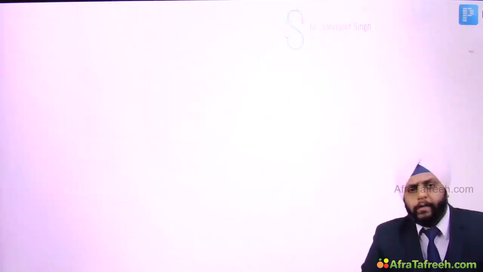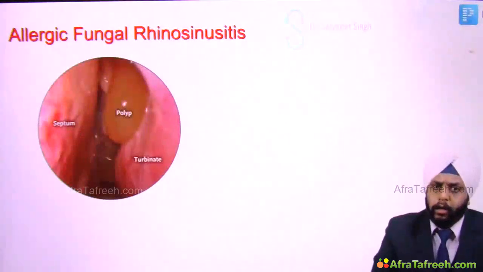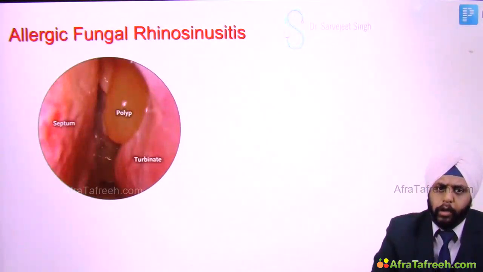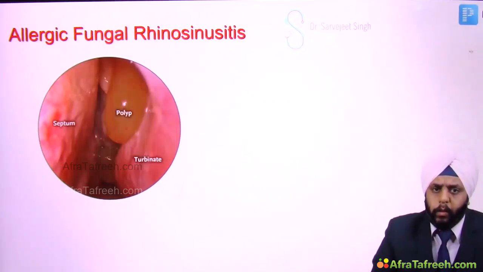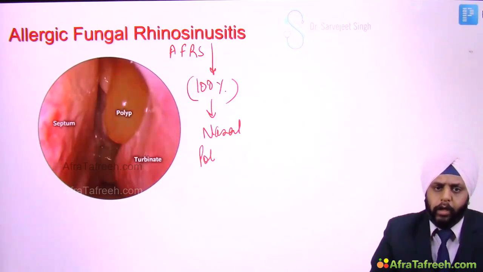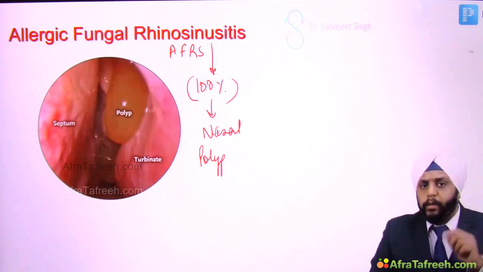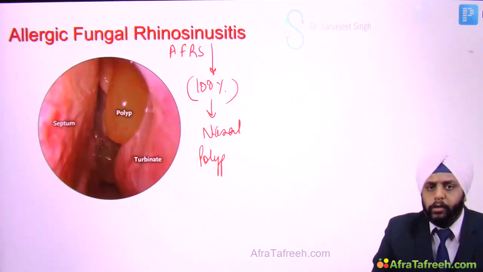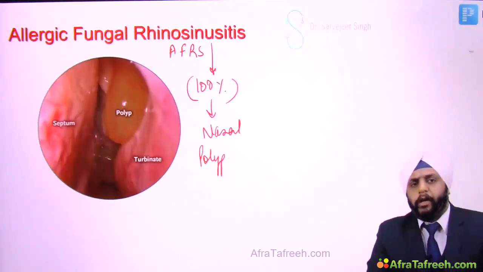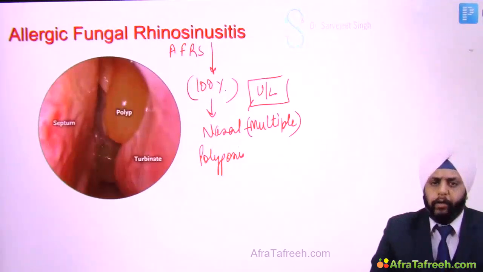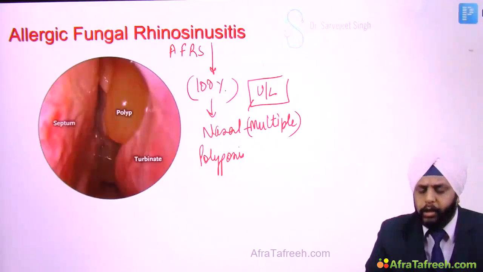Okay, and lastly, we have allergic fungal rhinosinusitis. We also call it AFRS. Now remember, 100% of these patients have nasal polyposis. Okay, generally this nasal polyposis is multiple. Just like we see in the ethmoidal polyps, these are multiple, but remember, they are usually unilateral. So you can differentiate the ethmoidal polyps from AFRS in that these polyps are generally unilateral.